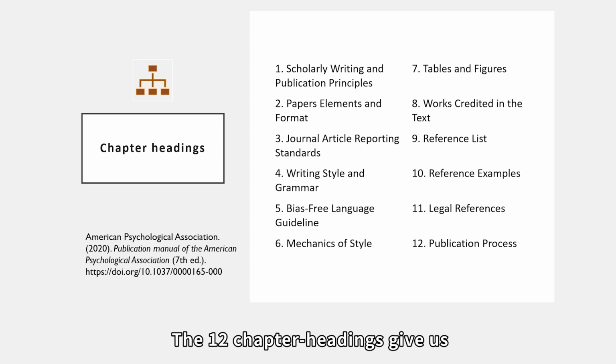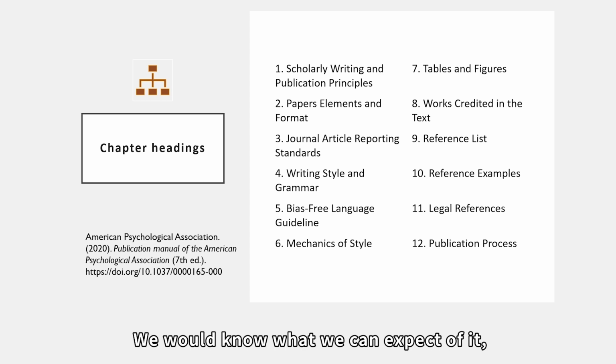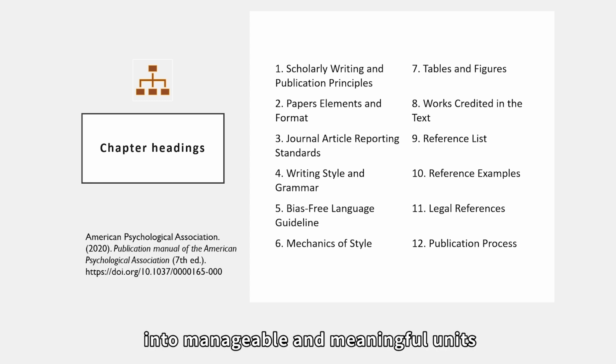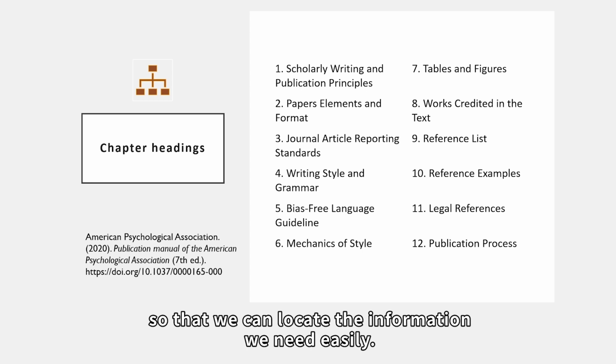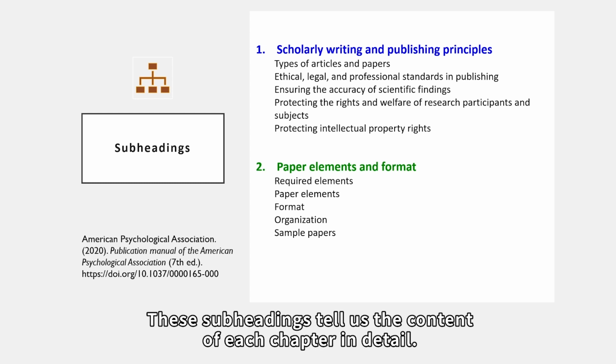The 12 chapter headings give us an overview of the 400-page manual. We will know what we can expect of it, and more importantly, how to break the 400 pages into manageable and meaningful units so that we can locate the information we need easily. In addition to chapter headings, there are also subheadings. In the APA manual, Chapter 1 has 5 subheadings and so does Chapter 2. These subheadings tell us the content of each chapter in detail.